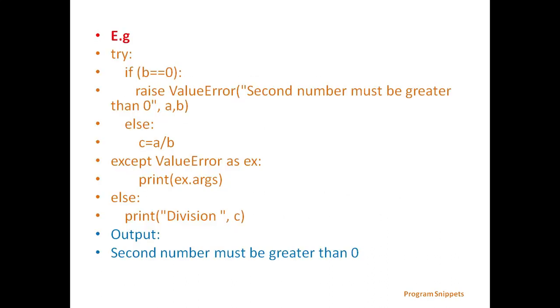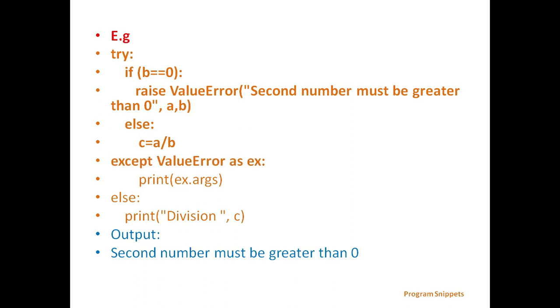For example, if we want to divide two numbers and the second number is 0, it will give an error. So inside the try block, we will check if b is equal to 0, and raise a ValueError with the message "second number must be greater than 0". If it is not 0, in the else statement we will calculate c equal to a divided by b. In the except statement we will catch the ValueError and print the exception arguments, and if no error occurs, in the else statement we will print the division is c.